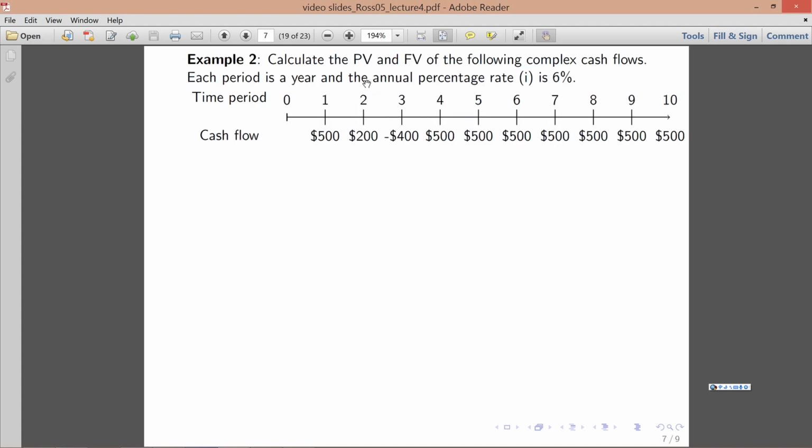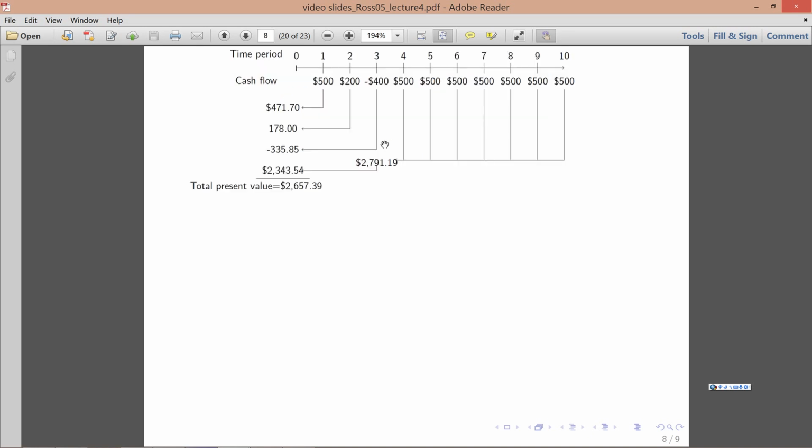So that's example 1. Now let me show you another example. Okay, so example 2 is very similar to example 1. Okay, so you have the 500s from 4 to 10, but I added another 3 cash flows. Okay, so at time 1 you have 500, time 2 200, and time 3 you have negative 400. So the negative means that it's a reduction in the value of your cash flows. Okay.